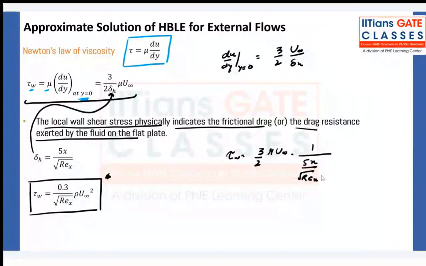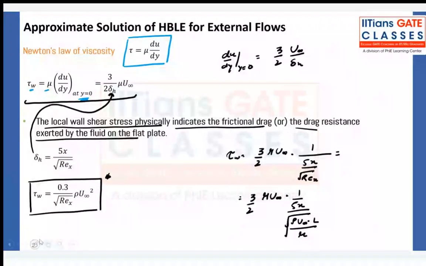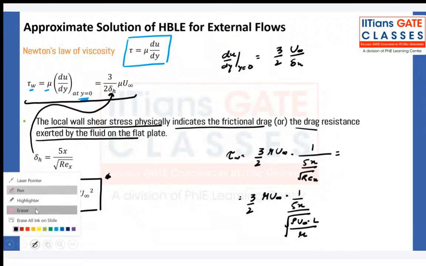Anyway, what can I do? I can do 3 by 2 mu u infinity, 1 upon 5x upon under root rho u infinity L by mu. In fact, we are talking about Reynolds number at x, so I need to put x here.